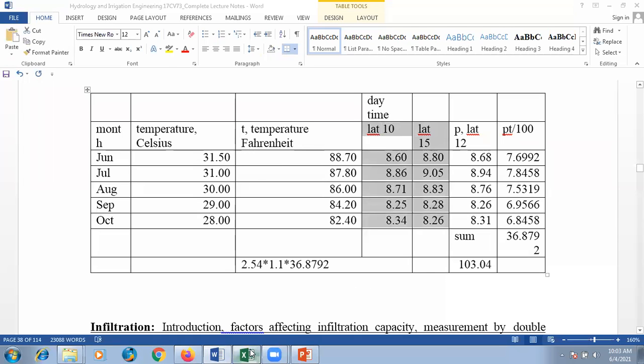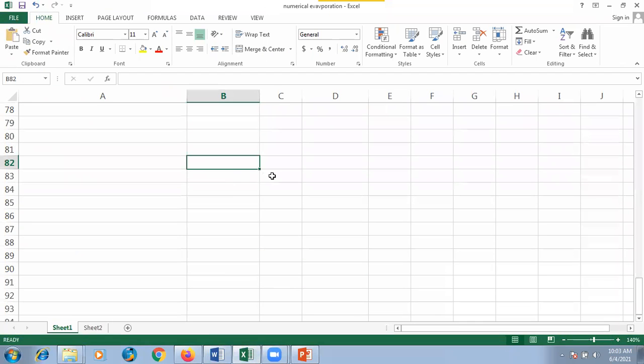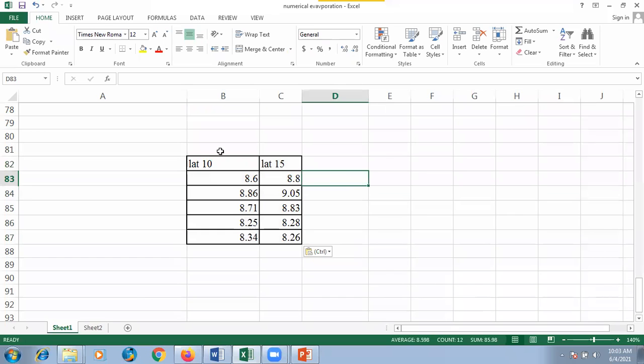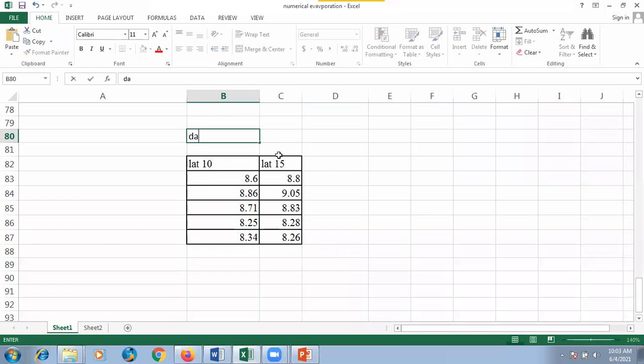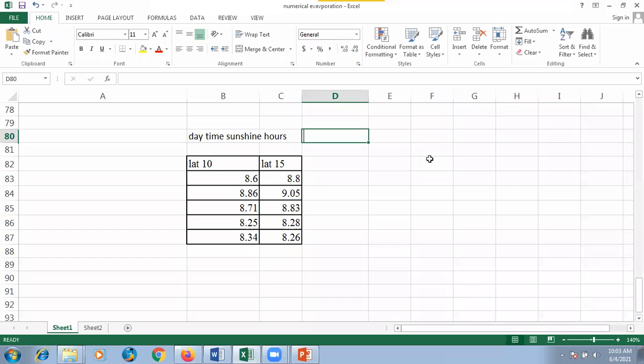Let me just take this as an example for discussion here. If daytime sunshine hours are provided for latitude 10 and latitude 15, and the place mentioned for you is latitude 12, how are you going to get the values for latitude 12? It is just on the basis of linear interpolation.